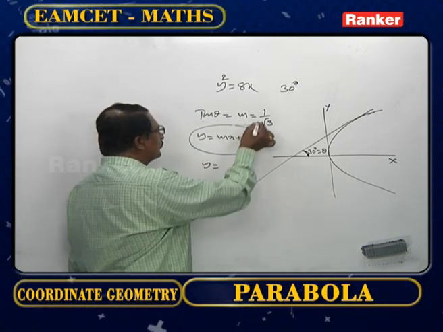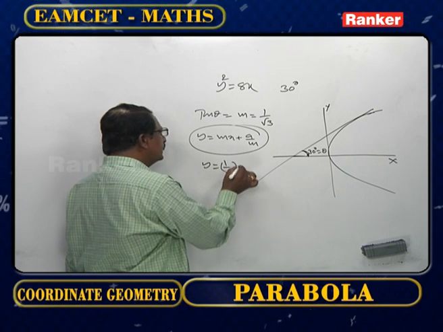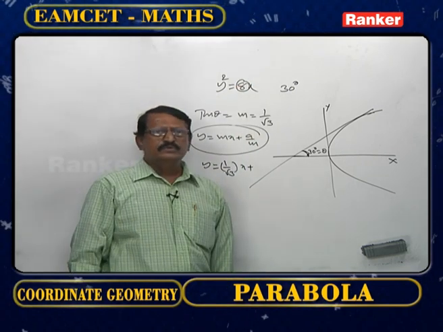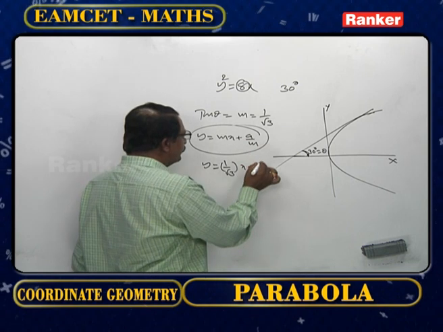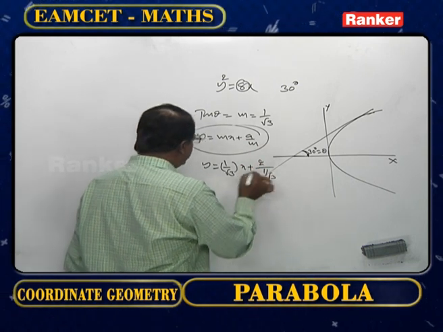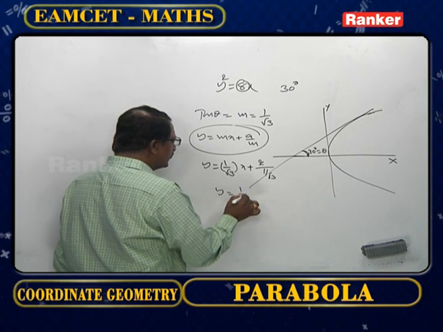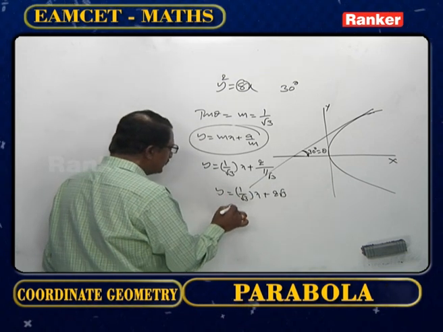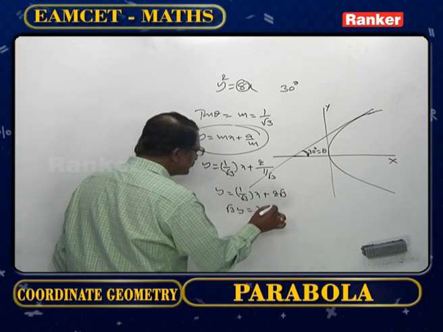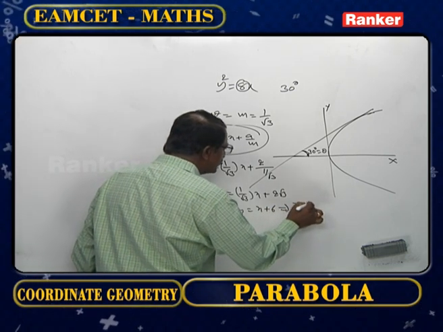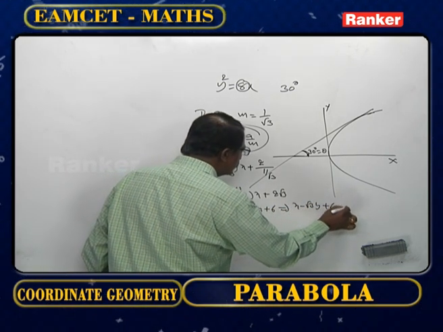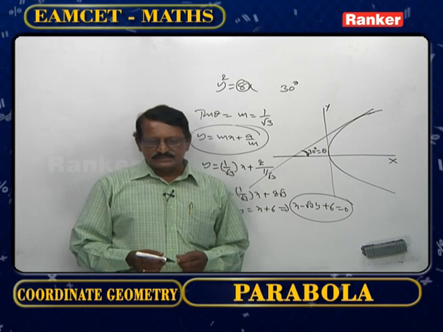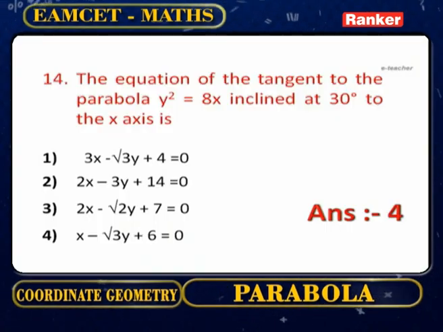Now y equals, with m equal to 1 by root 3, 1 by root 3 into x plus a by m. From the parabola equation, 4a equals 8, so a equals 2. Now a by m is 2 by 1 by root 3, so y equals 1 by root 3 into x plus 2 root 3. By taking LCM and cross multiplying, root 3 y equals x plus 6, or x minus root 3 y plus 6 equals 0, which is the required equation of the tangent inclined at an angle of 30 degrees with the x axis. Now the answer is the fourth option.